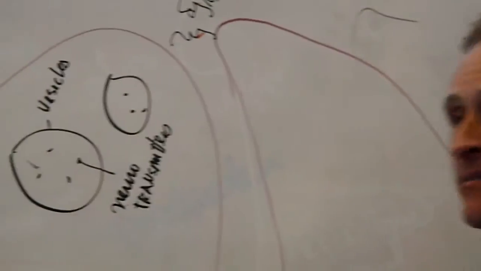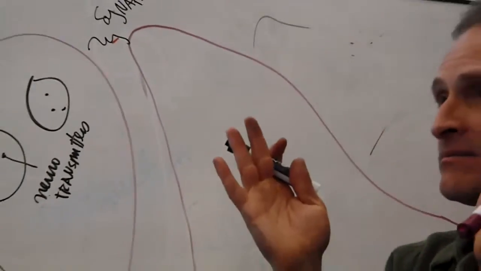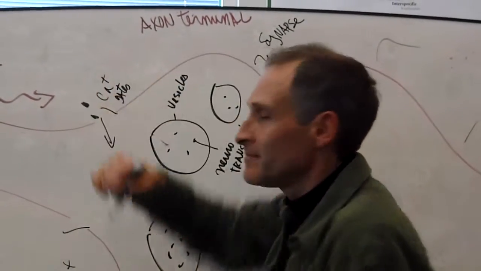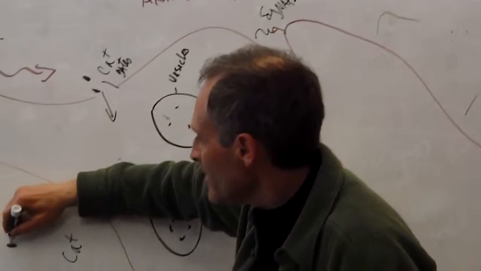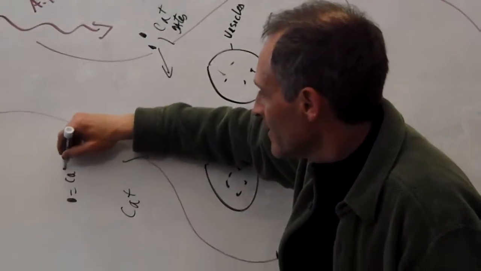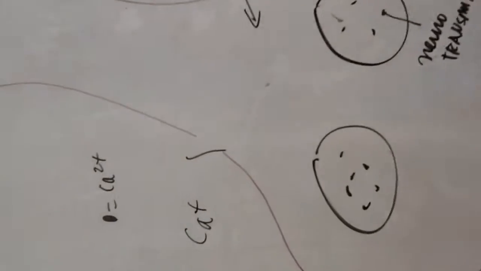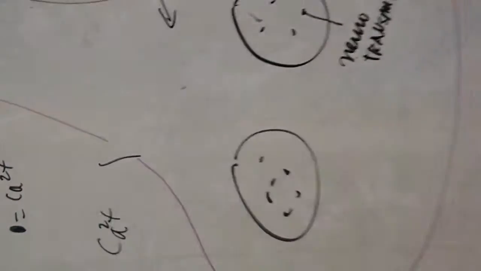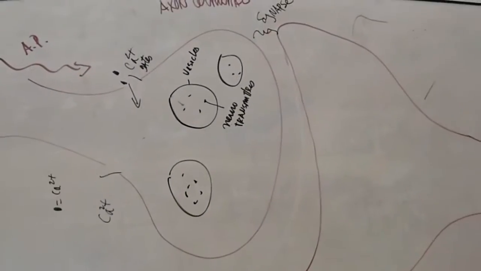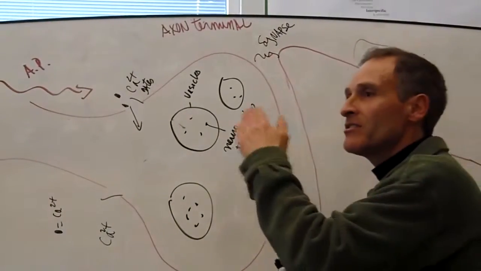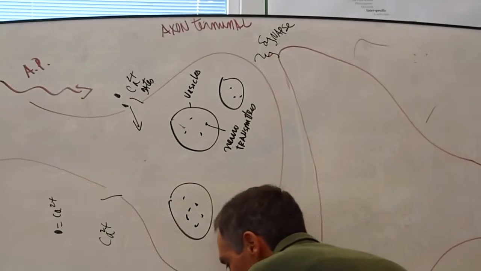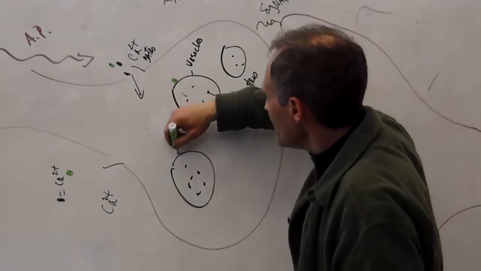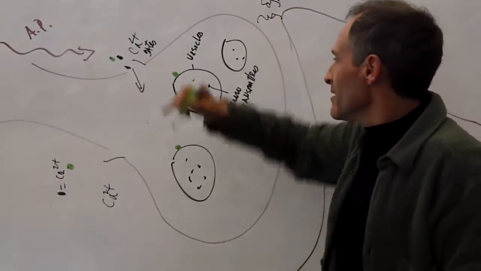Okay, so ready? Here goes. When an impulse travels, calcium gates open. Little calcium molecules enter. So this equals calcium. It's a 2 plus. So calcium gates open. When the calcium gates open, they travel to the vesicles. So let's pretend these calcium are really green. What they do is they attach to the vesicles. So these are calcium.